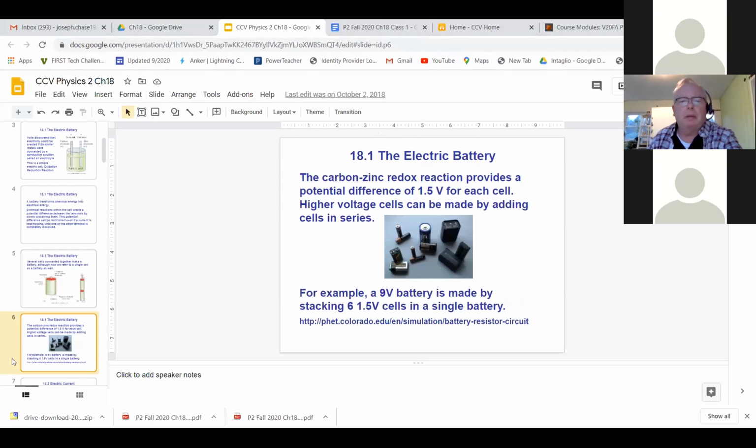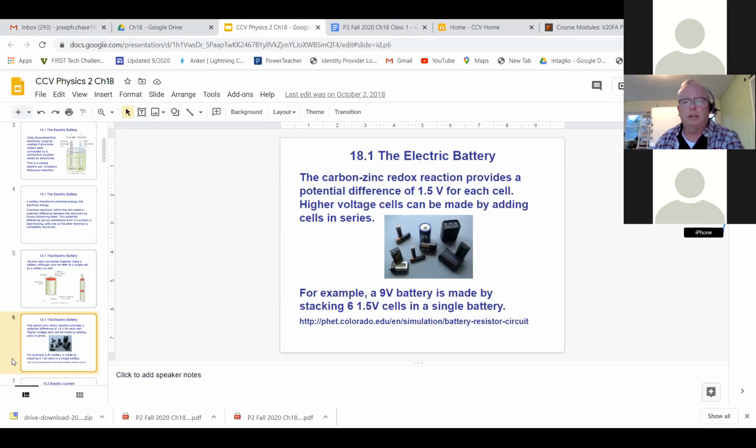All right. So batteries come in lots of different packages. And I'll share a little bit about those packages with you. And I think we've talked about this a little bit too. So all the carbon zinc batteries have the same potential difference of 1.5 volts. But when you put them in different packages, like a 9-volt battery, it releases 6 1.5-volt batteries.